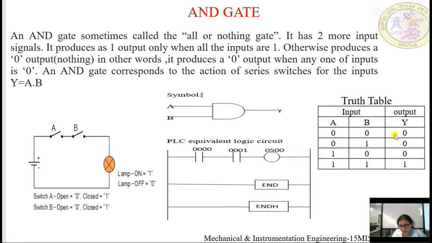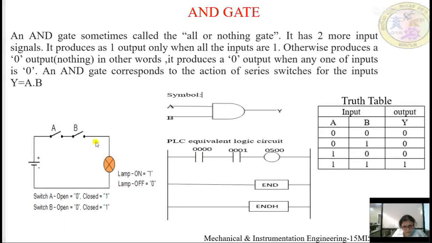That we can see through the truth table: 0 0, output is 0; 0 1, output is 0; 1 0, also 0. Therefore it clearly indicates that the output is high if and only if both the switches are closed, because if any one switch is open, it won't provide continuity of current flow. Therefore this is how the AND logic works.